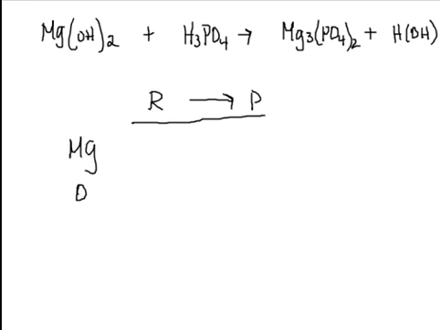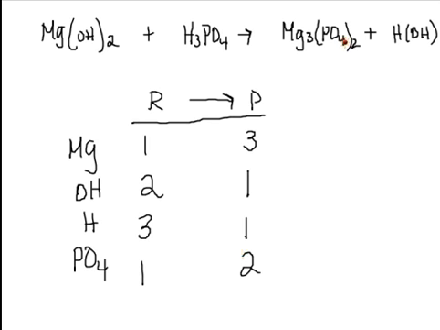I can keep my polyatomic ion together because hydroxide appears the same on both sides. PO4 appears the same on both sides. So I just list my elements. Now, if this is confusing, you can just list everything separately. Magnesium, oxygen, hydrogen, phosphorus. So I'm going to write down the total number of everything on each side.